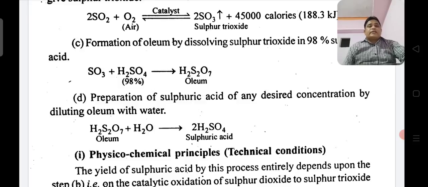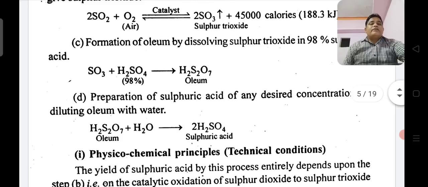by the contact process. The yield of sulfuric acid by this process depends entirely upon this conversion of SO2 to SO3, because this is a reversible reaction: 2SO2 + O2 ⇌ 2SO3, carried out in the presence of a catalyst. This is an exothermic reaction, and the heat evolved is 45,000 calories, or 188.3 kilojoules. It is a reversible reaction.